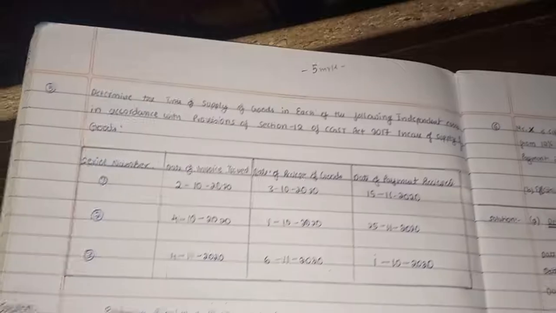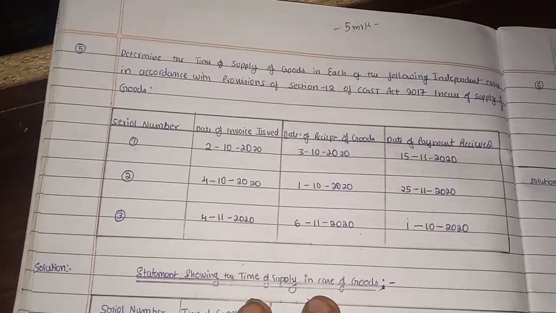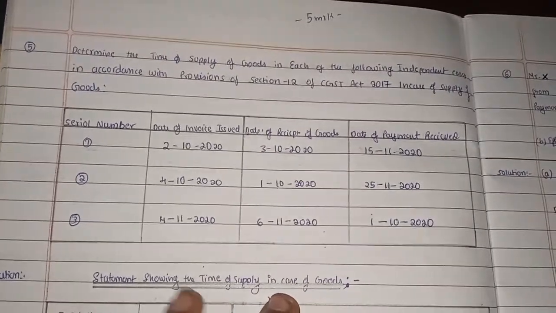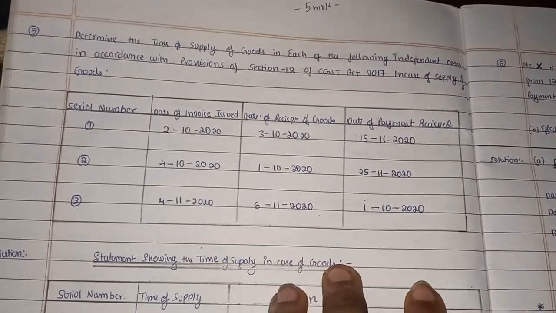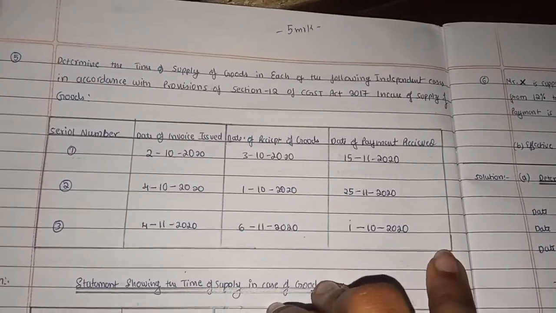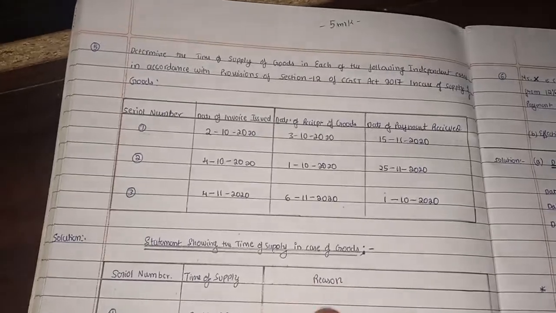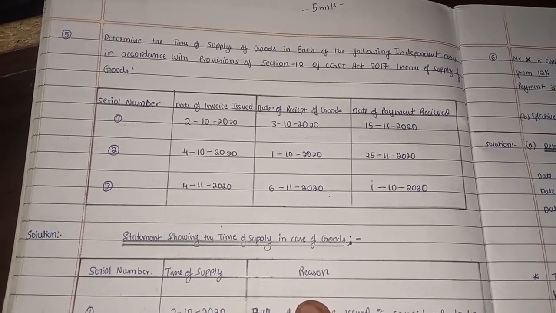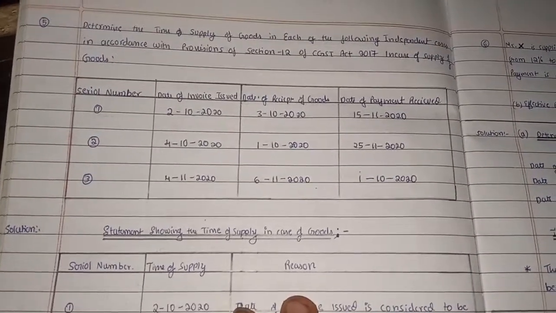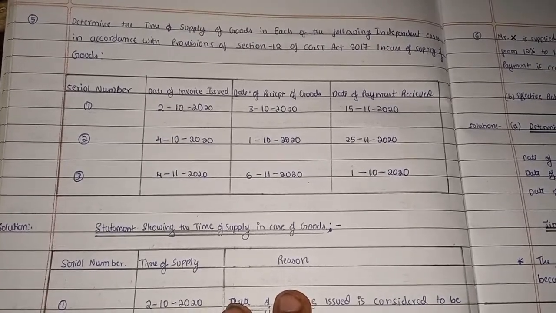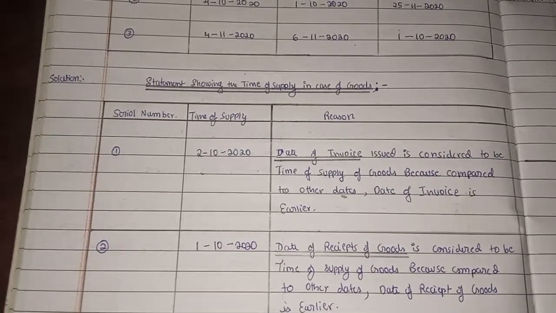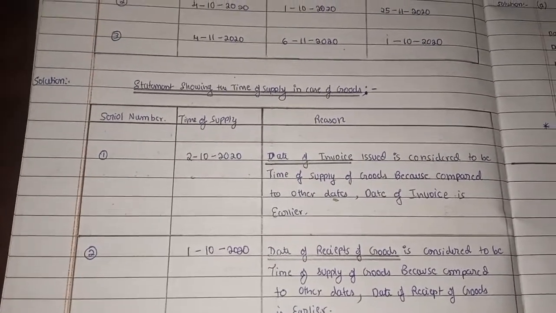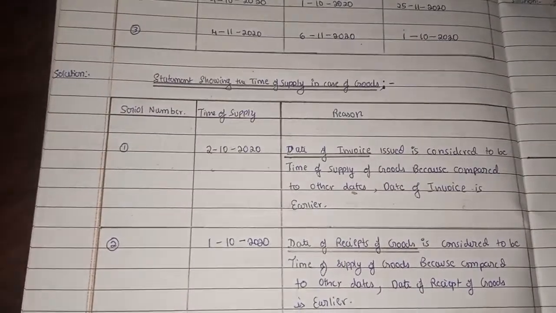Next question. This is also 5 marks, a very important question. Determine the time of supply of goods in each of the following independent cases in accordance with provisions of section 12 of CGST Act 2017 in case of supply of goods. Okay, in the question they have given serial number, date of invoice issued, date of receipt of goods, date of payment received. I write the heading: statement showing the time of supply in case of goods.